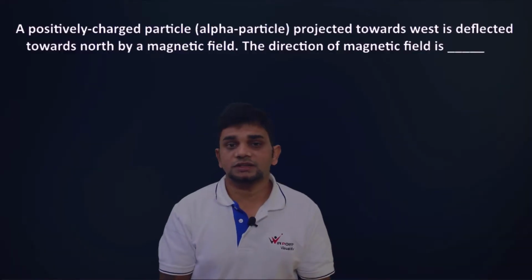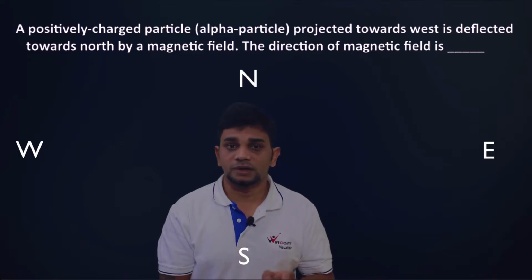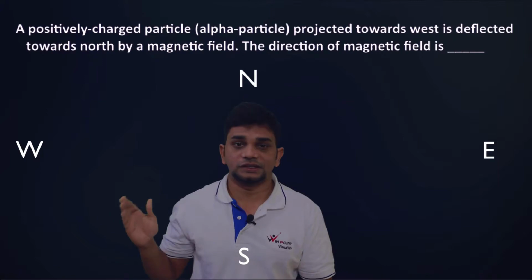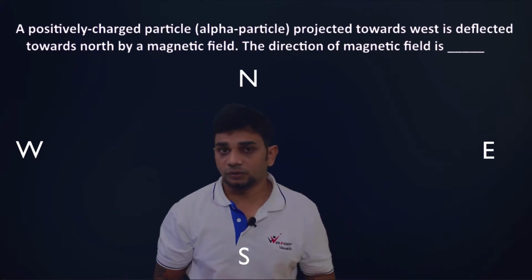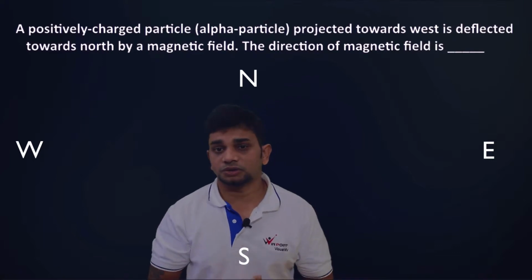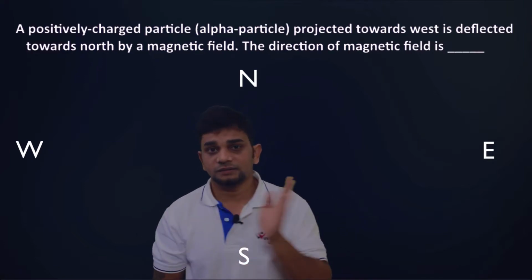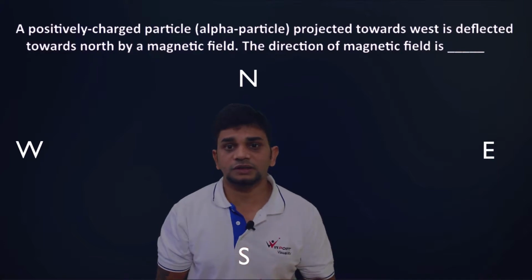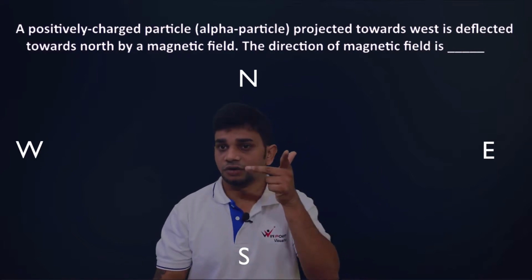A positively charged particle projected towards west is deflected towards north by a magnetic field. The direction of magnetic field is dash. This is west. This is east. North, south. You need to know that first. Alpha particle projected towards west. The alpha particle is projecting towards west, right? This is west. Alpha particle is projecting towards west. And it is deflecting towards north. Then what will be the direction of magnetic field? That's the question. Same rule we need to apply.